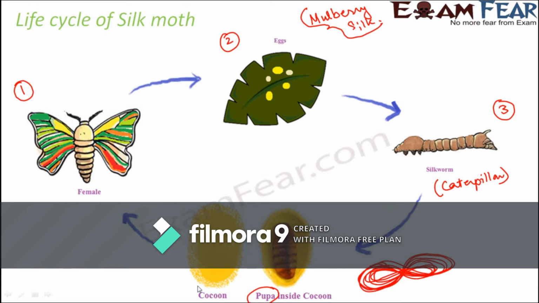Now from outside the cocoon will look like this, and inside the cocoon would be the pupa, and this pupa will gradually keep growing and it will form the adult silk moth inside the cocoon itself. And then once it becomes the adult moth, the adult moth will come out of the cocoon. And from where do we get the silk fibers? The silk fibers are obtained from the cocoon, once the adult silk moth has gone out of it.